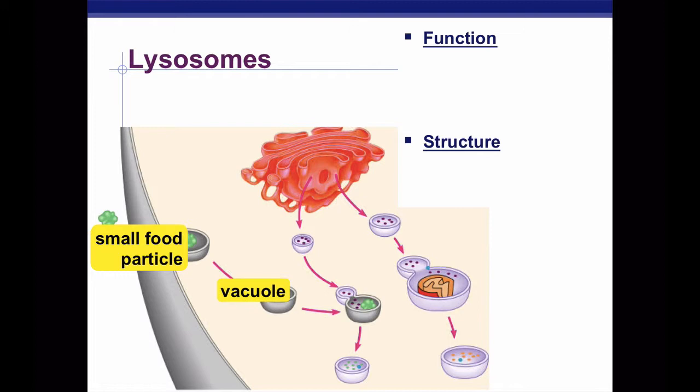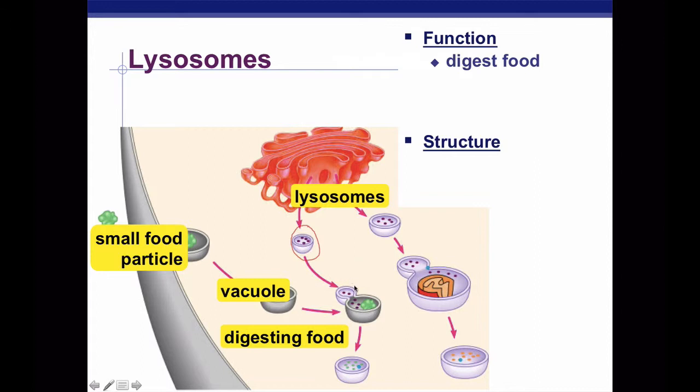And then over here, we see a lysosome. A lysosome is a small little organelle, and in that organelle are digestive enzymes. What happens is it's going to fuse with this little vacuole of food and break it down so the cell can eat it.